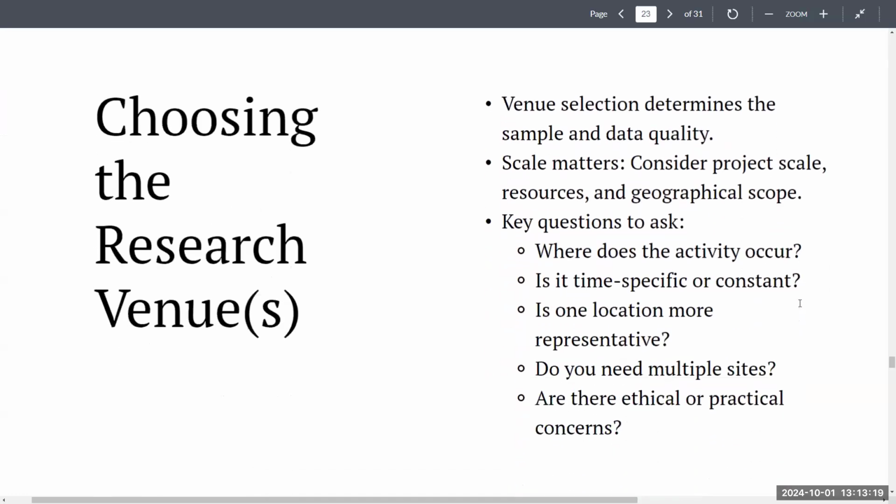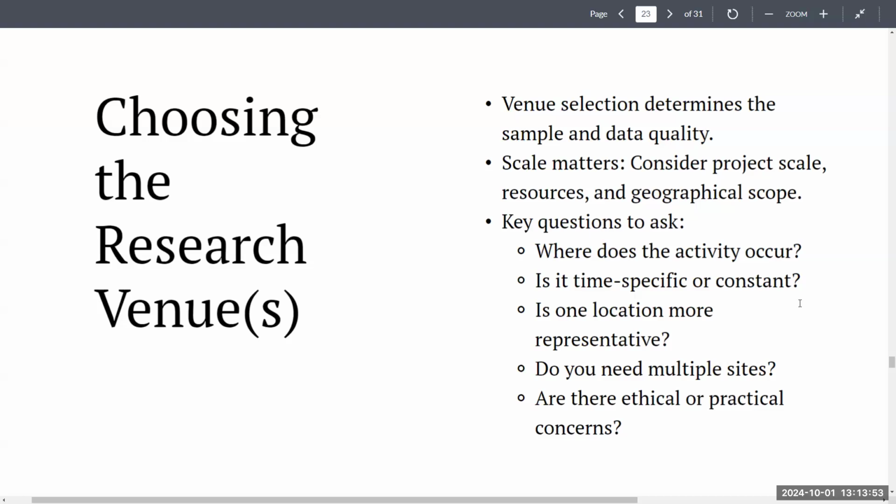Choosing the research venue is also crucial because the location determines the sample, the quality of the data, and the relevance to the research questions. So the venue should be where the behavior and activities are naturally happening. Again, the real environment. If you're trying to observe people in a classroom, you don't take them to the park, right? You put them in a classroom, or you go to their classroom.